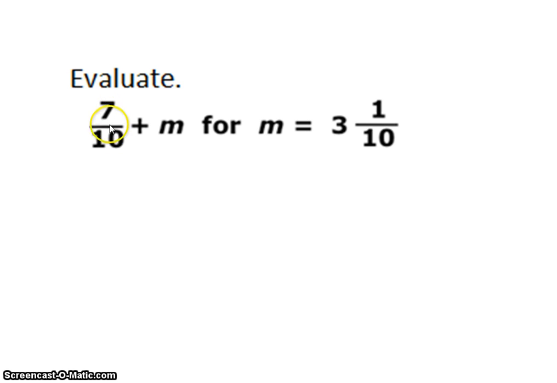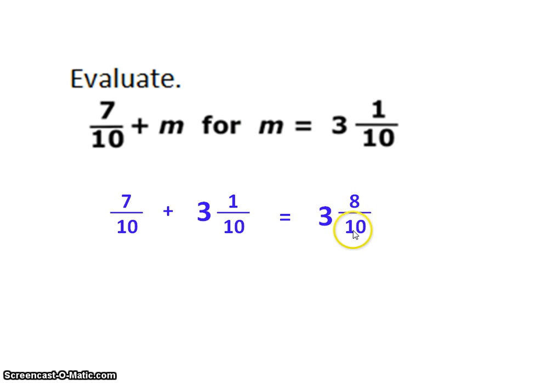Let's evaluate 7/10 plus m for m equal to 3 1/10. I'm going to substitute 3 1/10 in for m, and I will end up with 7/10 plus 3 1/10. Because they have the same denominator, I know that my answer will have a denominator of 10, the whole number will be carried over, and I simply add the numerators. 7 plus 1 comes out to be 8.